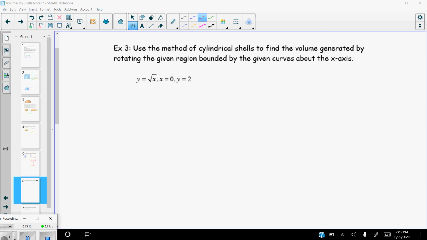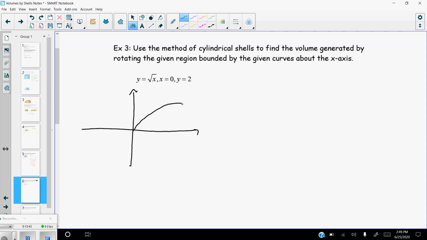All right, example 3 is actually really short algebraically, so let's go ahead and work this one out. Use the method of cylindrical shells to find the volume generated by rotating the given region bounded by the given curves about the x-axis. So this time we're going around the x-axis. It doesn't change a lot, but it does change just a little bit. First of all, it's obviously going to change what we're rotating it around. We have y equals the square root of x, bounded by x equals 0 and y equals 2.